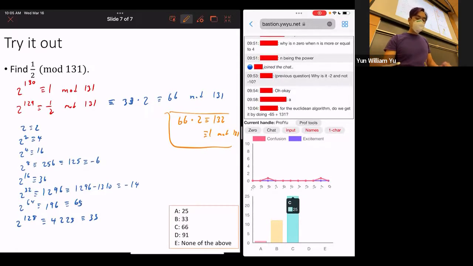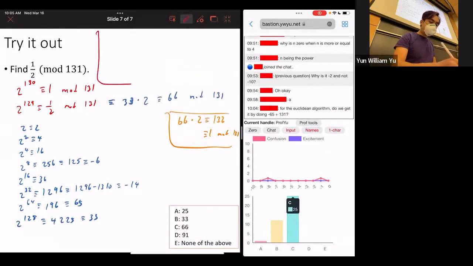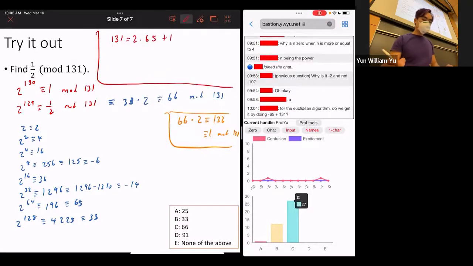For the Euclidean algorithm, do we get it by doing? So for the Euclidean algorithm, let's also do it using the Euclidean algorithm, just so that we see it both ways. What you do is 131 is equal to 2 times 65. Oh, wait, is that, no, not 65. No, 65, that's right. Plus 1. So then therefore, you know that 1 is equal to 131 minus 2 times 65.